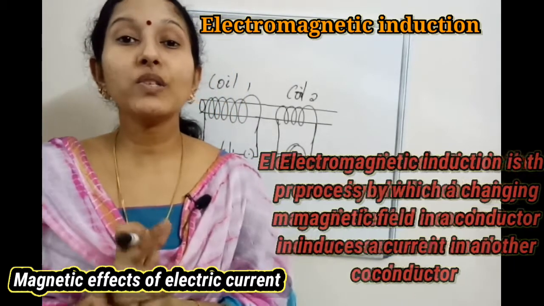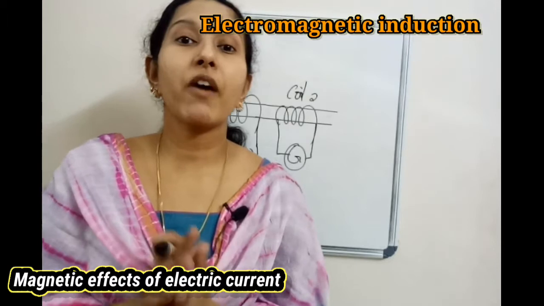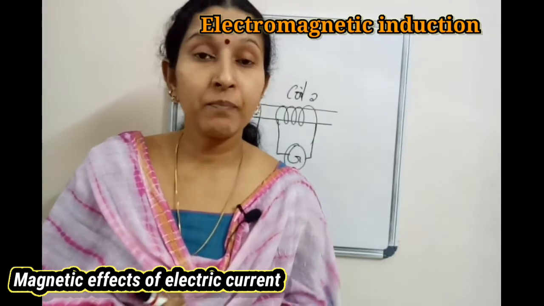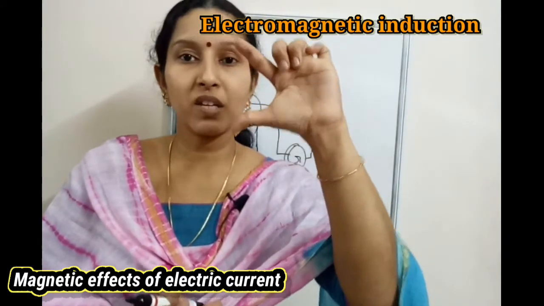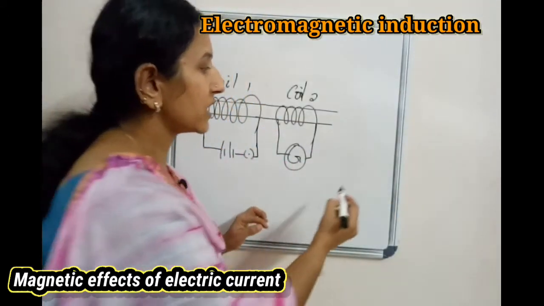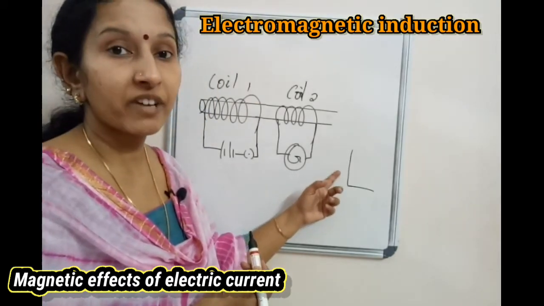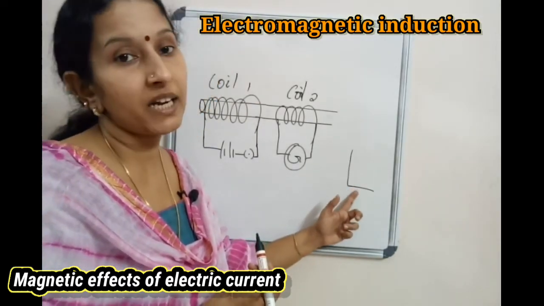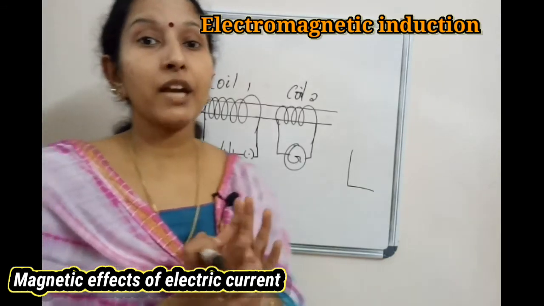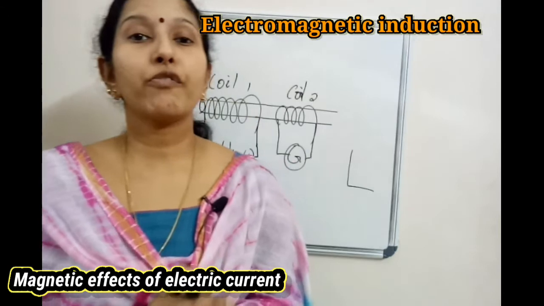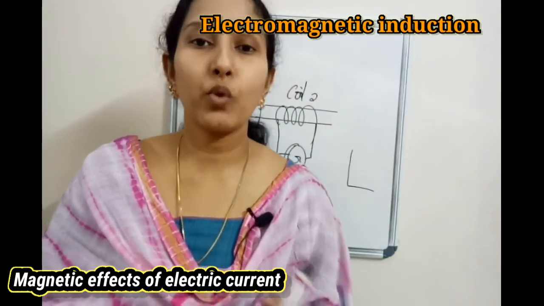Induced current is found to be maximum when the direction of motion of the conductor and the magnetic field are at right angles to each other. With the help of this we can use a rule to find the direction, that is Fleming's right hand rule.